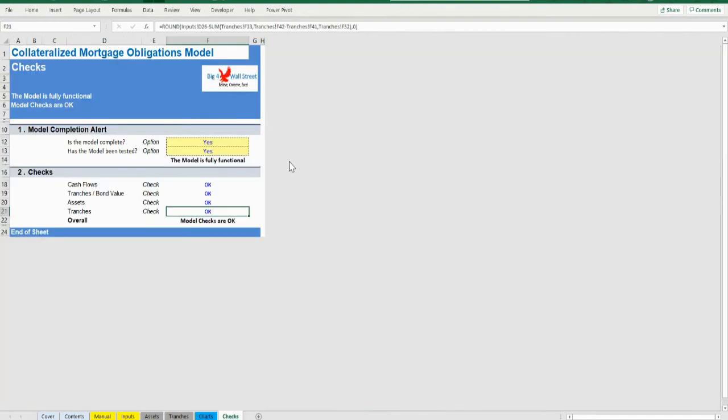Finally, the Checks tab, where the most critical checks are aggregated. Whenever you see an error message in any page, you should consult this page to see where the error is coming from. And that's it.